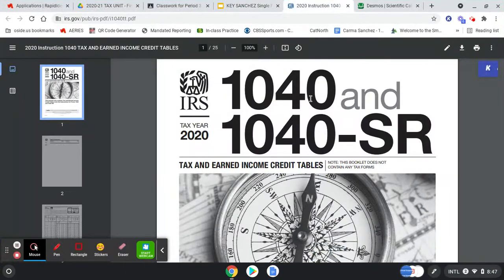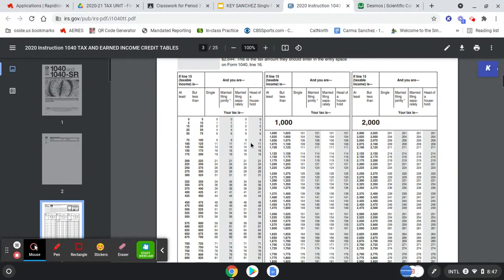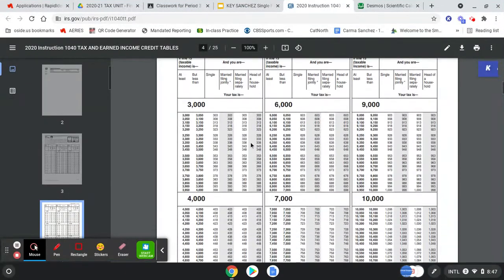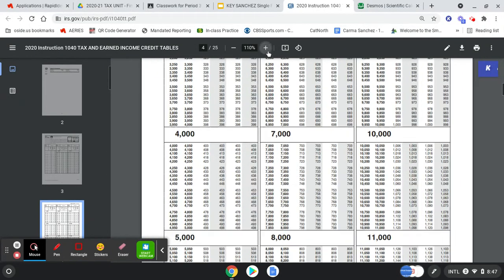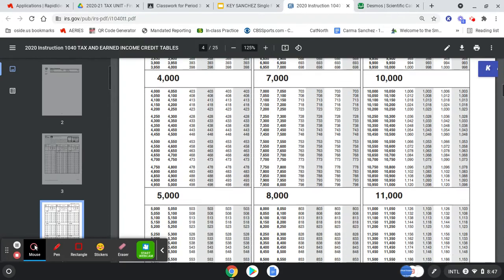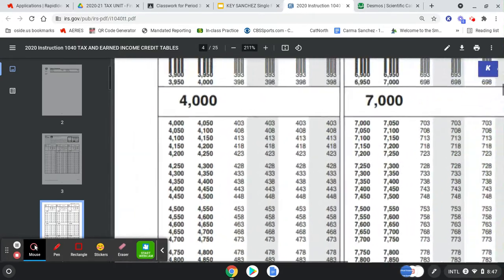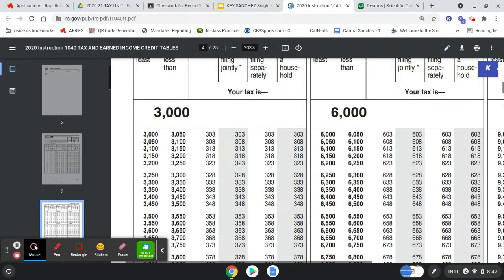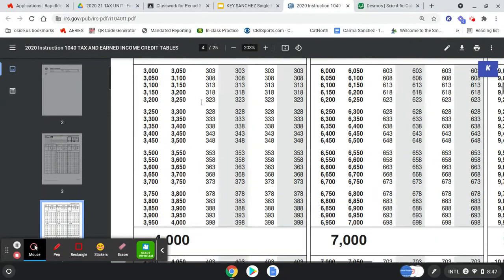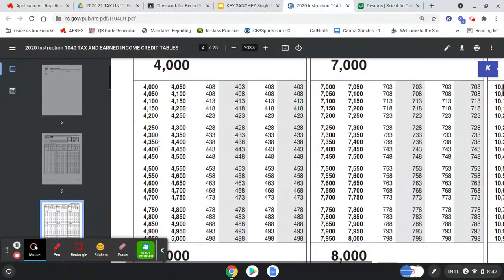Tax table here, $4,100. 1,000, 2,000, 3,000, 4. Here we go. So I'm going to zoom in because, man, is this tiny. We're looking for a single filer for $4,125. Do you see which row it's falling in? 4,100 to 4,150 is going to be in the single column. I'm going to look up here so you can see it again. This single column, follow it down.